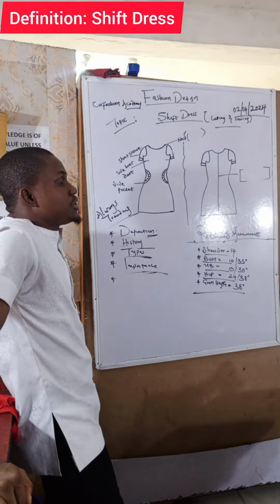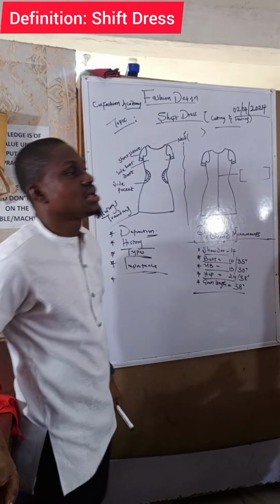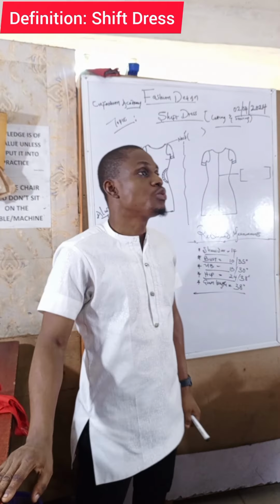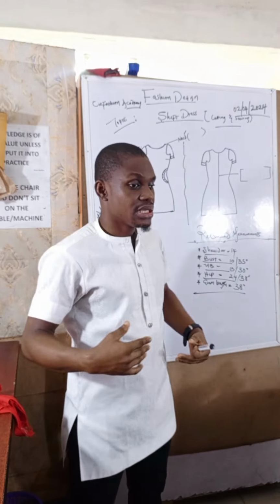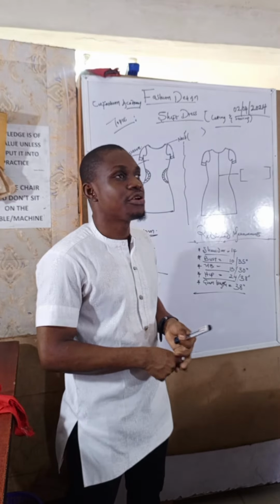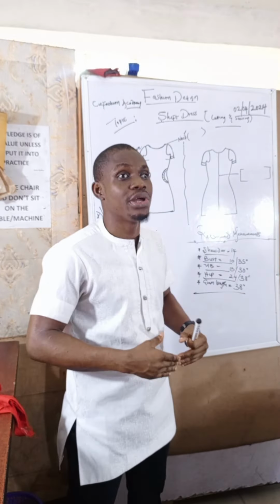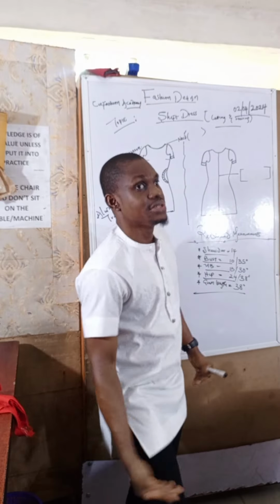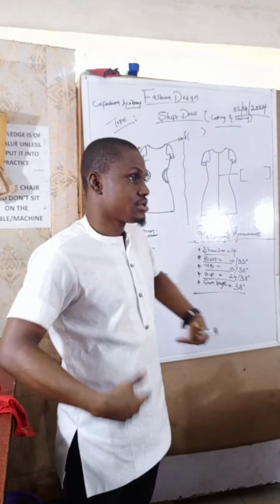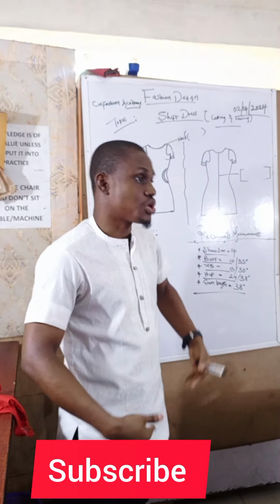What is a shift dress? Okay, let me explain it in this simple way. Any dress that you can wear directly over your head, that in most cases doesn't even need you to open a zip. You understand? Any clothes that is not fitted, that is mostly above the knee. Examples of those dresses are your normal A-line gowns, and your normal straight cut gowns.